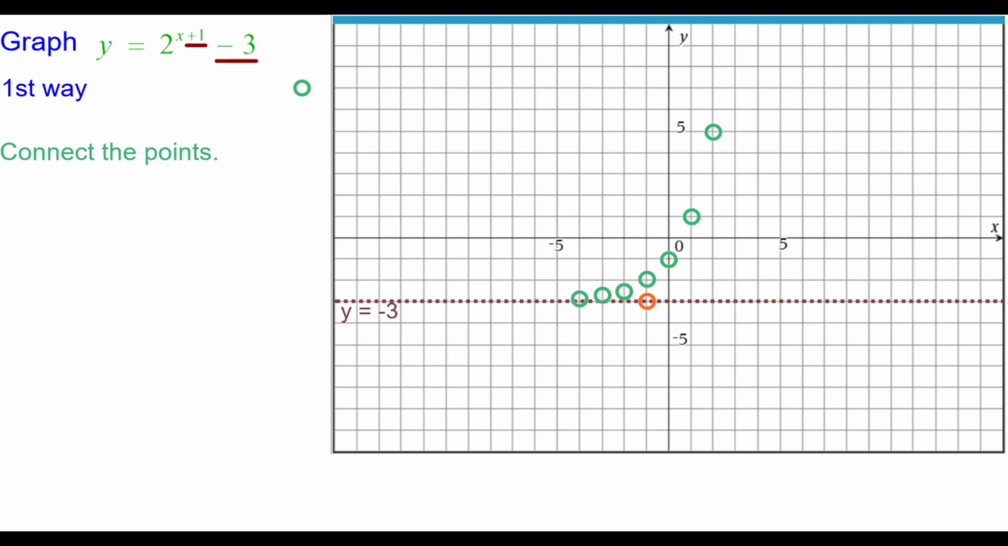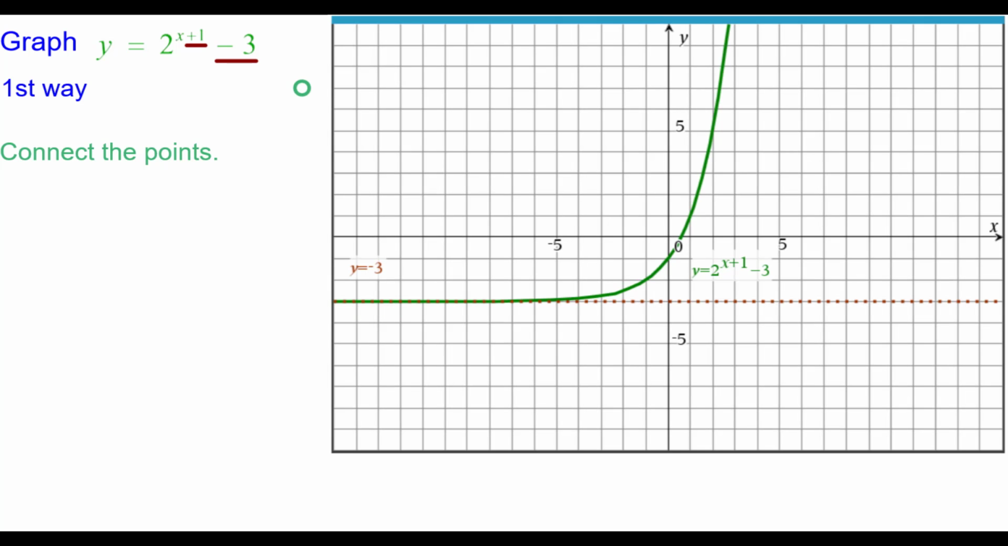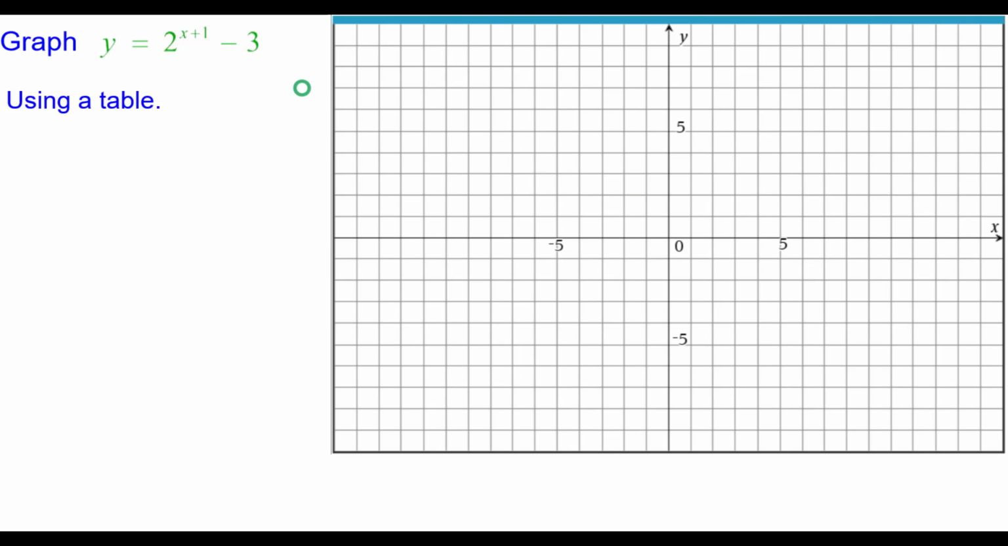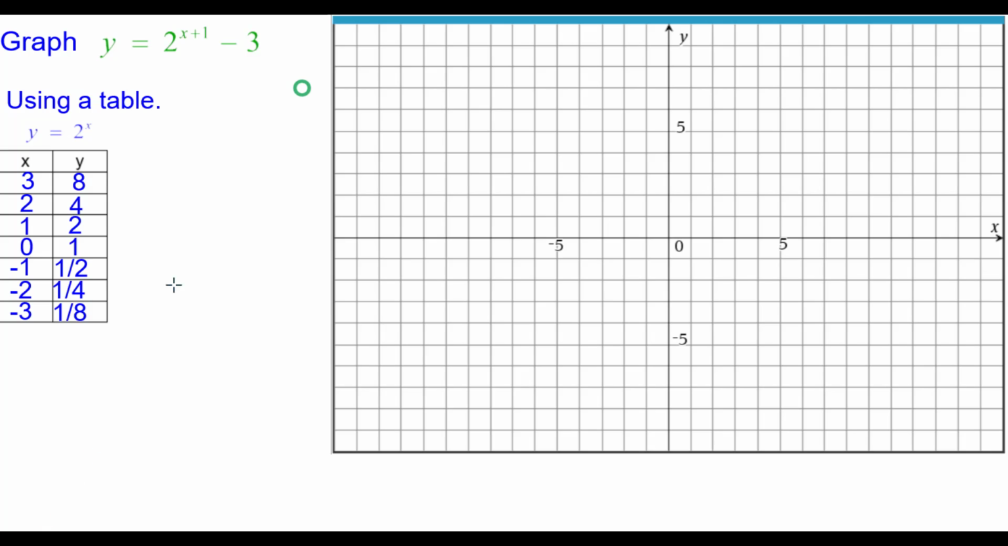With those points, we should be able to connect the points. Look like an easy chair look. Compare it to the parent function. See, it's shifted down also. Using a table, here are 7 points that we normally plot on the y equals 2 to the x parent function.